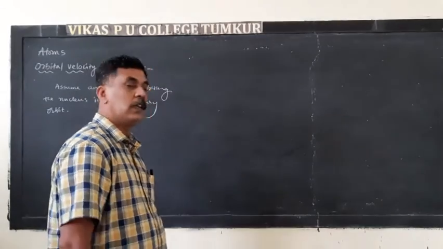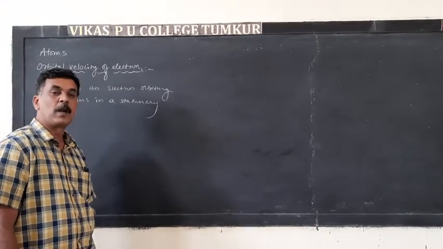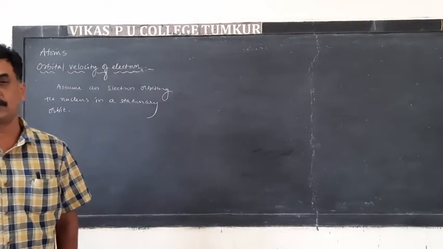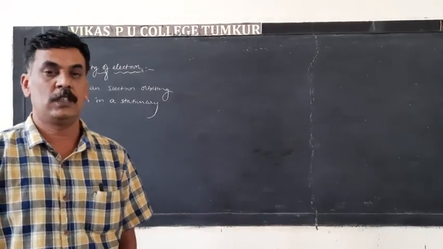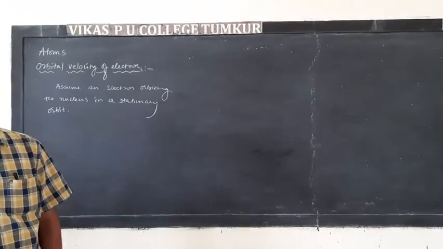We already know, stationary orbit means the permitted orbit for the electron in which the electron's energy remains constant, or the electron will not radiate any energy.